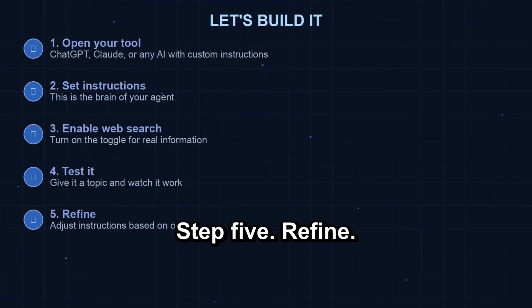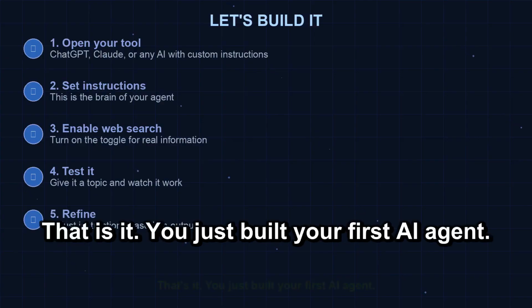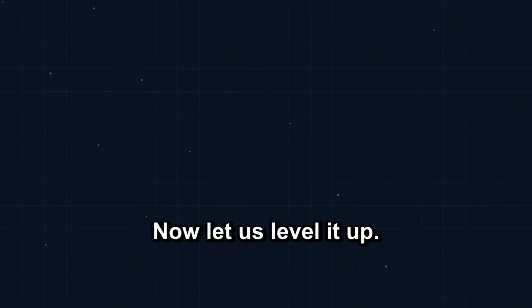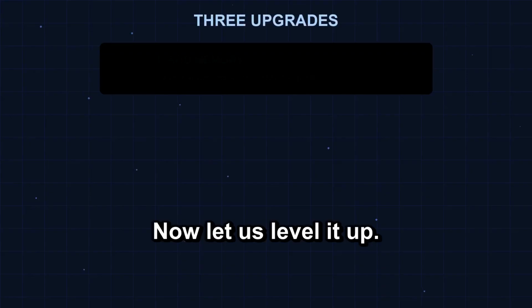Step 5, refine. Did it miss something? Was the output too long or too short? Adjust the instructions. This is the iteration loop. Every good agent gets better through testing and refinement. That is it. You just built your first AI agent. Now let us level it up. Here are 3 upgrades you can apply right away.